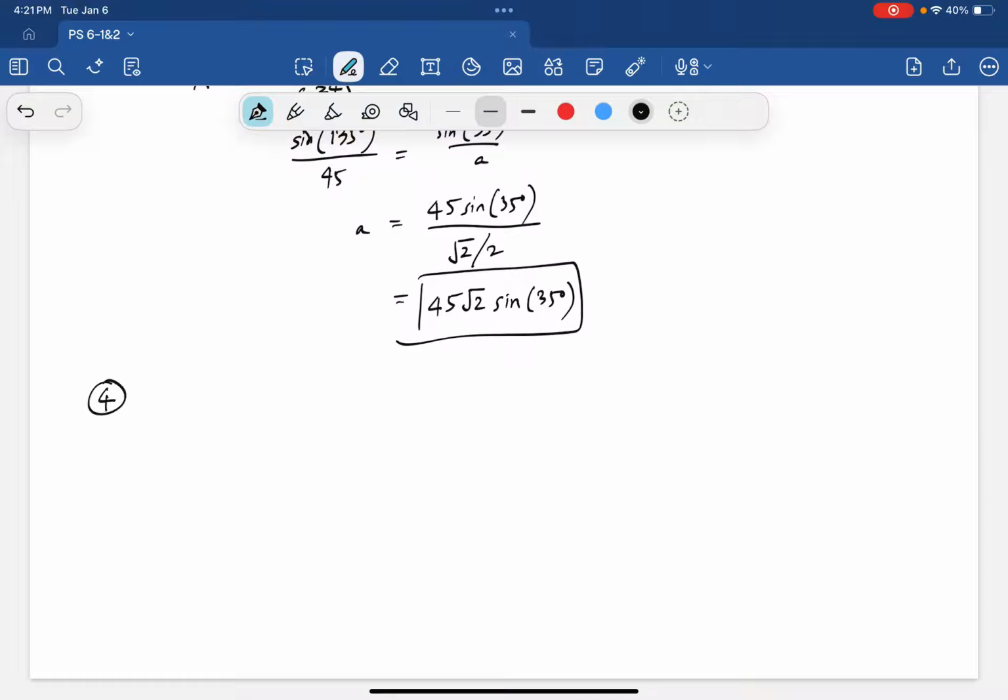Okay, then question 4. Solve for A using the law of sines. Have C and A and B. B is 15. A is unknown. C is 30. And this angle is 50 degrees.